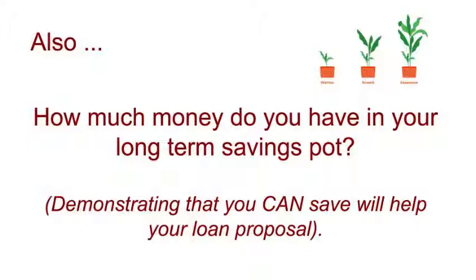Another thing that you might want to tell the lender when you're applying for a business loan is how much money you have in your long-term savings pot at the moment. If you can demonstrate that you have been able to save some money, then that will help your loan proposal, because it demonstrates that you can save. You are not just reliant on money coming in from outside, borrowing money from other people.